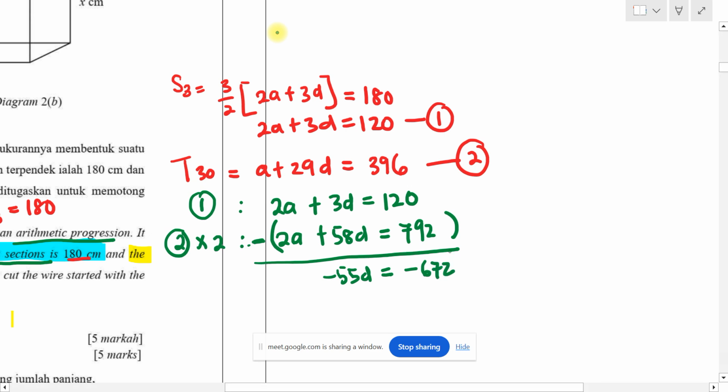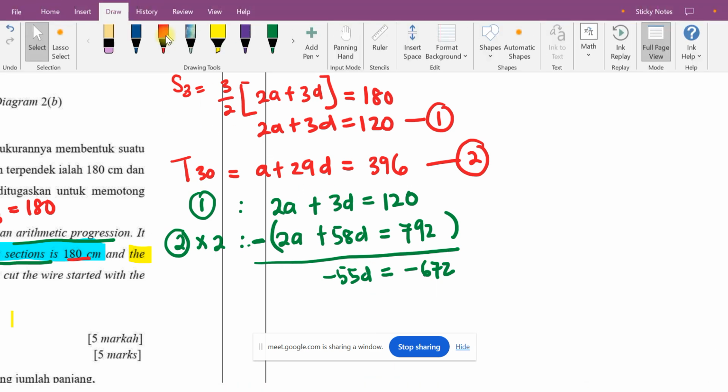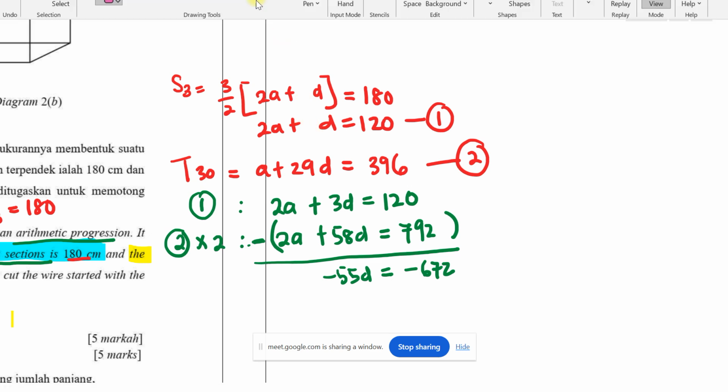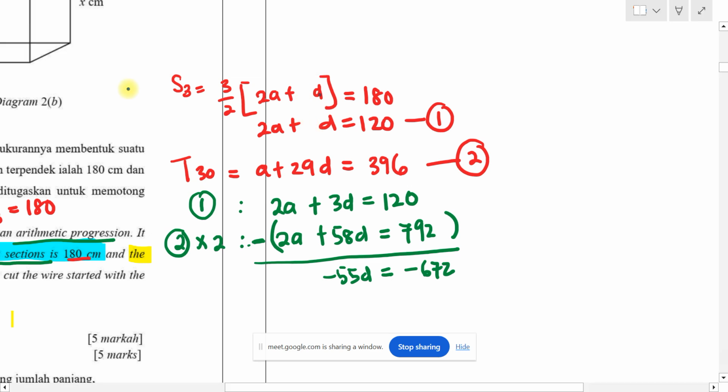Strange. Okay, never mind. Negative 672, you try to divide by negative 55. Something is wrong. I think it is this part. S3 is 2a plus 2d, not 3d. This part is wrong. It's supposed to be 3 minus 1, so 2d. So 2a plus 2d equals 120. In equation 1, put 2d.